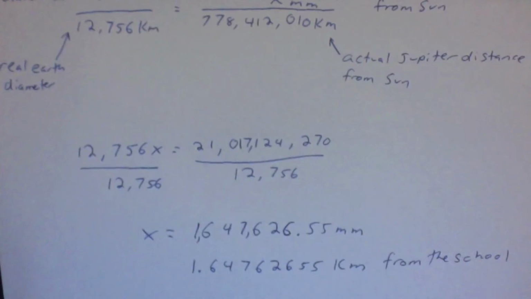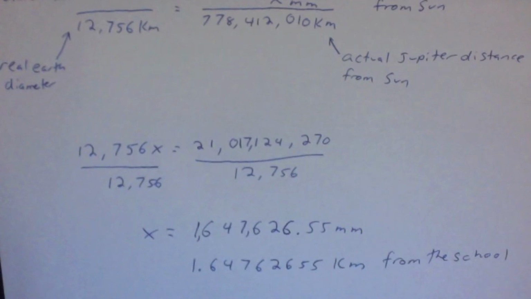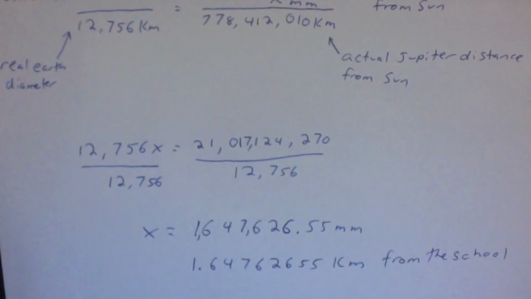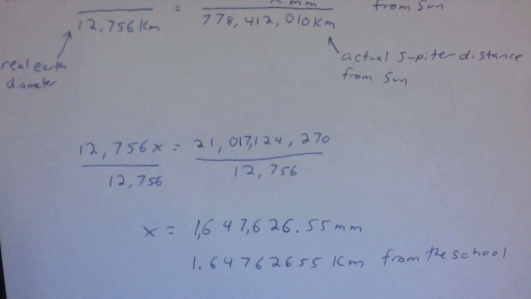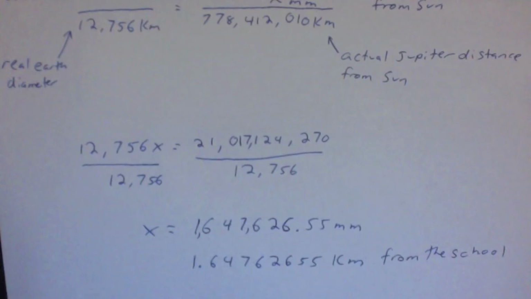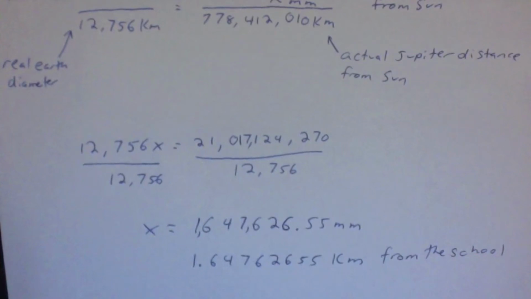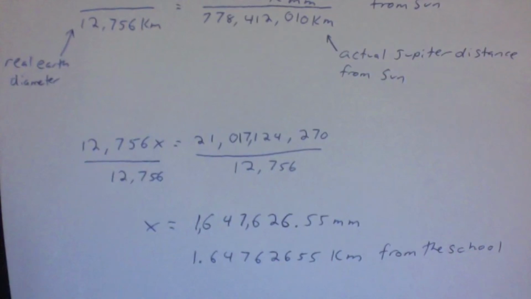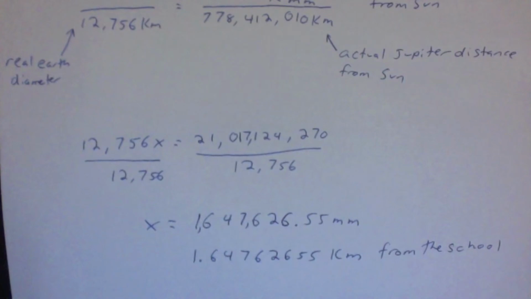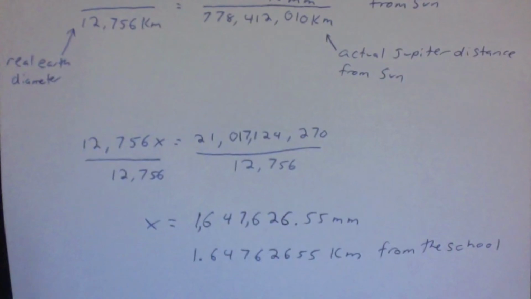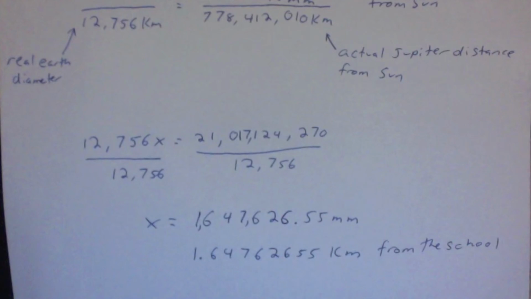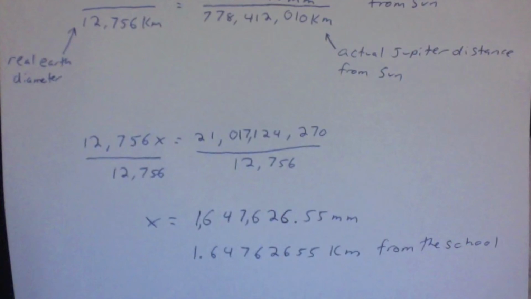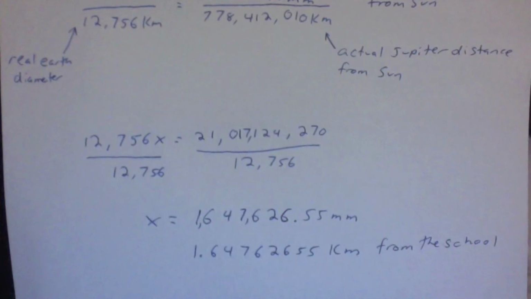We get 12,756x equals 21,017,124,270. Divide both sides by 12,756, and you get x equals 1,647,626.55 millimeters. Let's convert that to kilometers, and we get 1.64762655 kilometers. And that's how far Jupiter is away from the school.